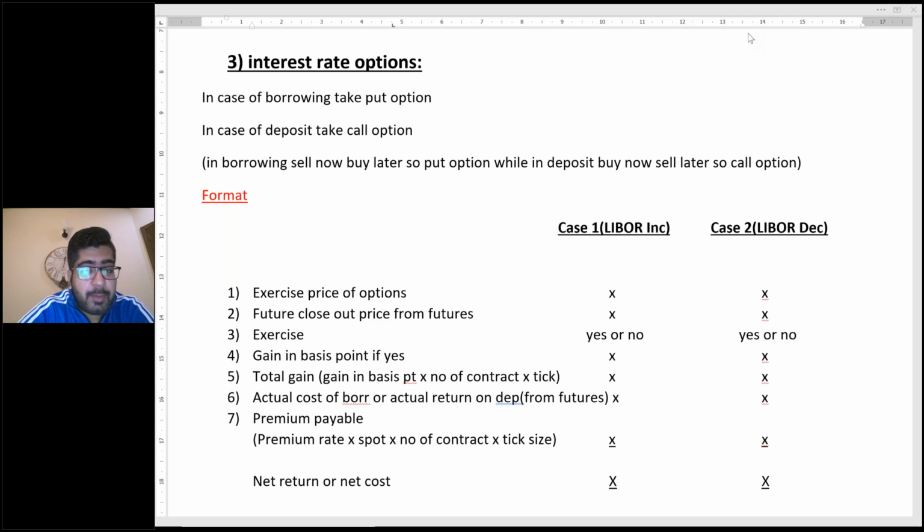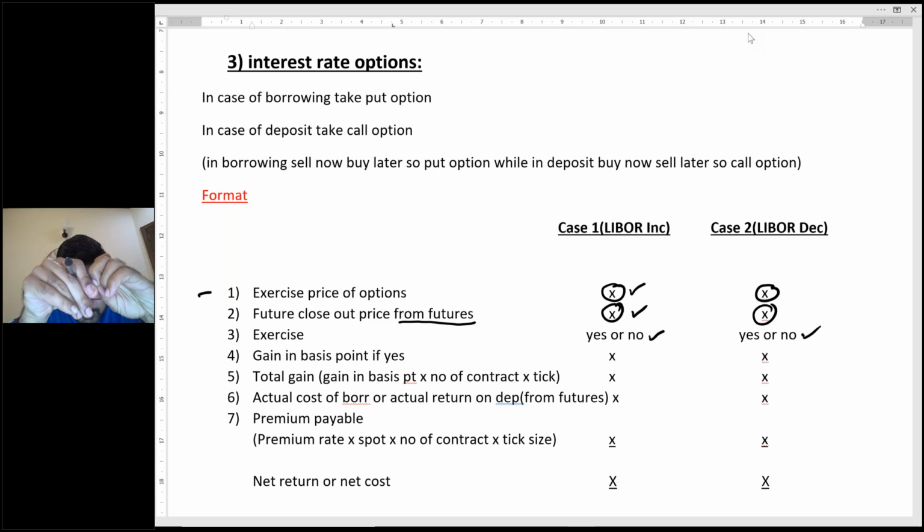Increase in LIBOR and decrease in LIBOR. You're likely to get two cases, increase as well as decrease. Firstly, you need to write in step 1 the exercise price of options, whatever is the exercise price of the options that's given in the exam. Then you need to compare it with future closeout price from futures. You already computed future closeout price from futures, just note that. Compare this exercise price of option with future closeout price to decide whether to exercise yes or no. If it's a gain, exercise. If it's a loss, no. I will tell you how to decide yes or no.